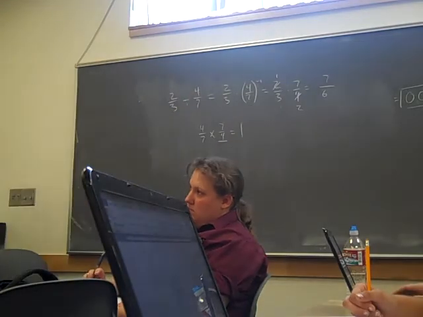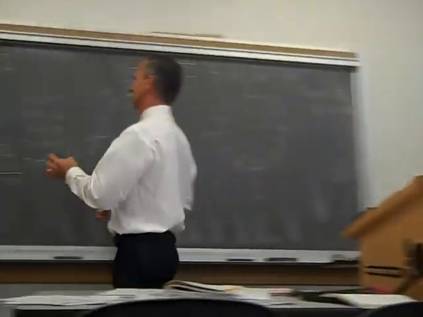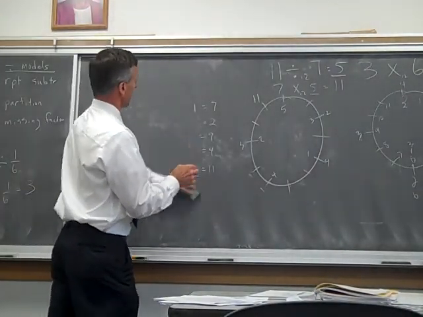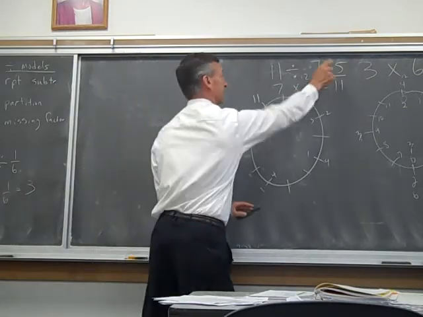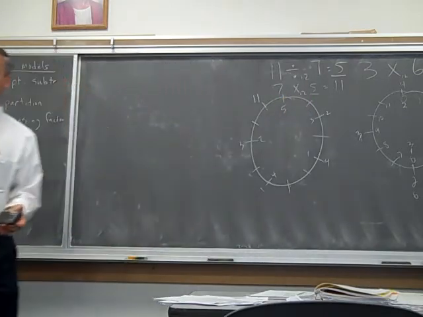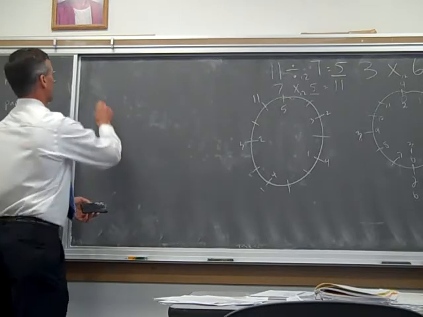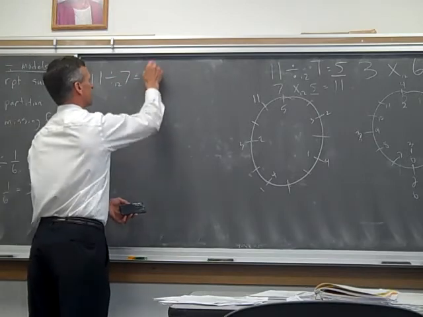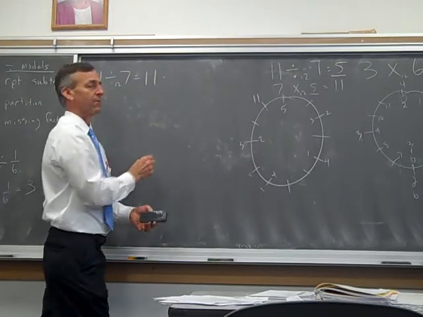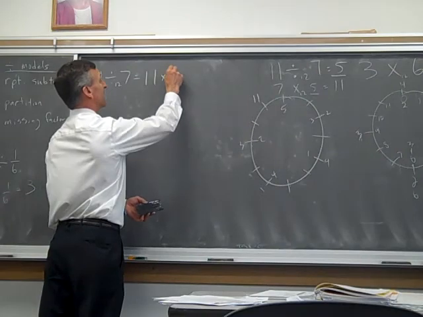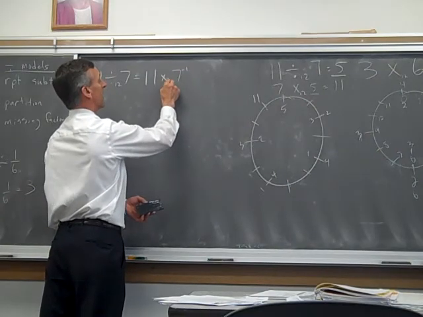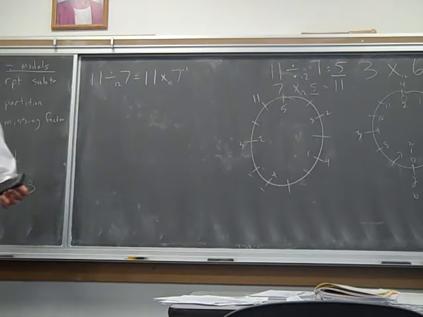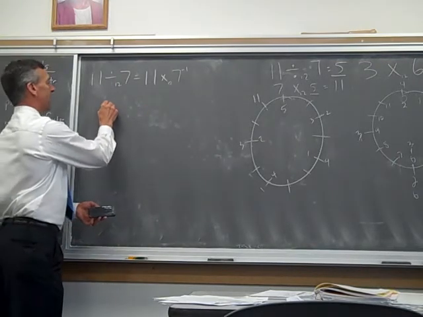Same thing with clocks. We've done it 2 ways. What answer have we got both times? 5. Right? So 11 divided by 7 in clock 12 is the very same thing as 11 times, I better do it this way, times the inverse of 7 in clock 12. What is the inverse of 7? I don't know. So let's find out.